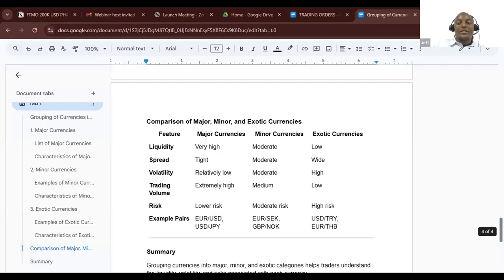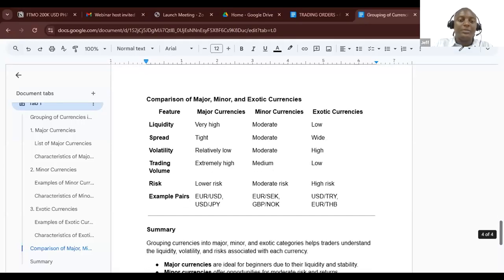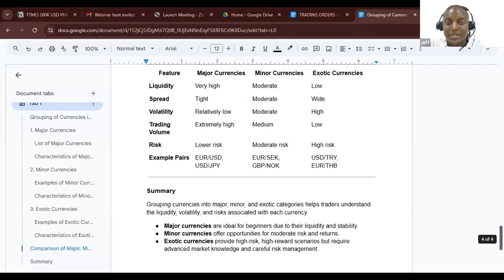Okay. And examples that we have covered, we have tackled the different examples. We have Euro USD, USD JPY, GBP USD. Then minor currencies, again, we have the Euro, Swedish krona, GBP, Norwegian krona. Then you have exotic currencies, USD TRY, the USD Turkish lira. Then you have the Euro THB, this is the Thailand baht. So when you find these on your charts on the platform, you are able to distinguish between a major currency, a minor currency, and an exotic currency.